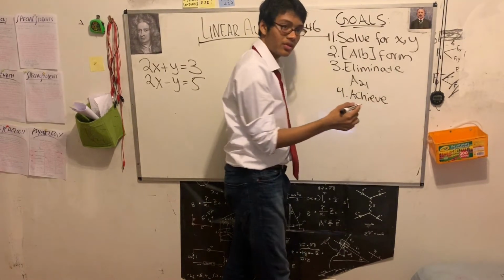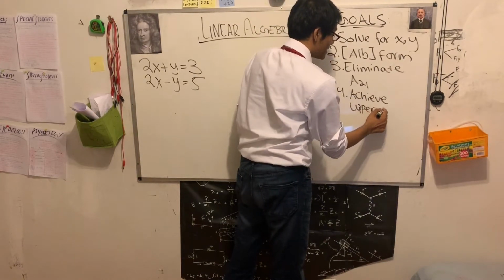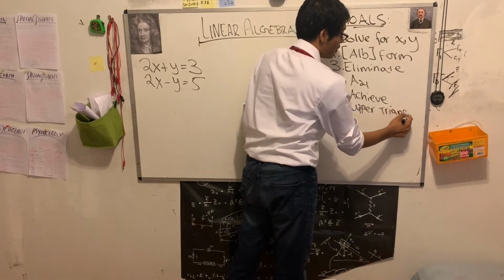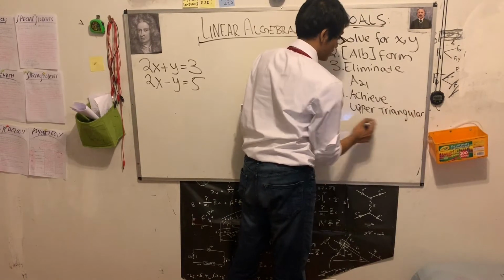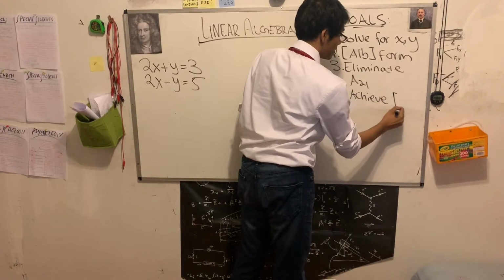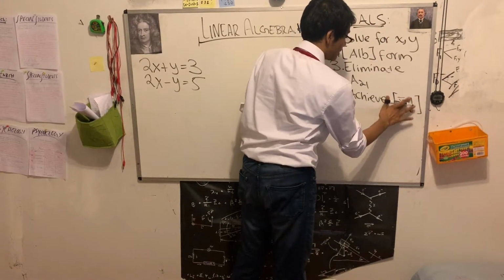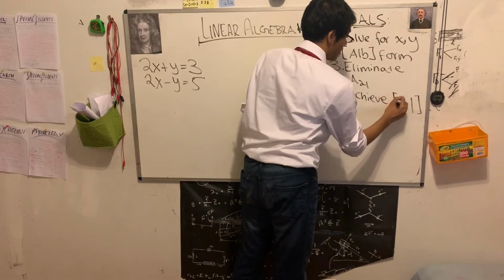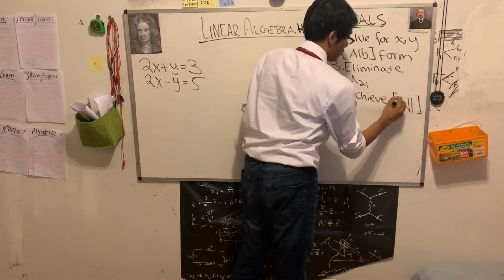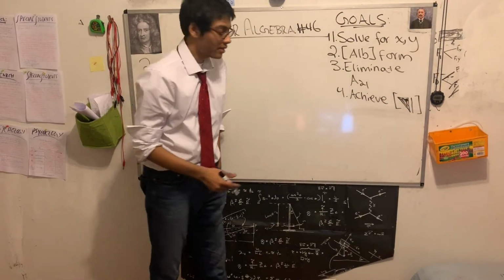Next thing I want to do is achieve upper triangular form. If you recall, upper triangular form is the special type of form we need whenever we want to solve for variables. It's too long to write that, so I'll just draw it pictorially instead. So you can see this kind of upper triangle. We want to get upper triangular form.